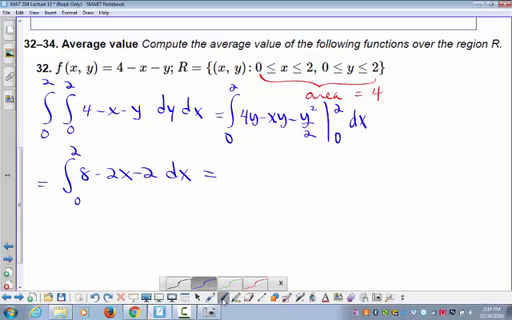Now we have to integrate that with respect to x. So we'll end up with 6x and then minus x squared over 2, so that's going to be minus x squared. 0 to 2. 12 minus 4, so we end up with 8.